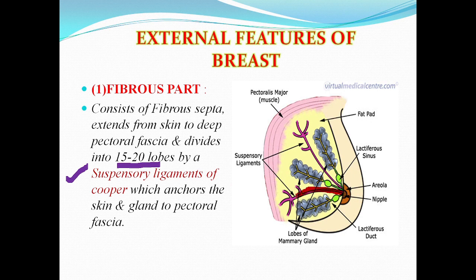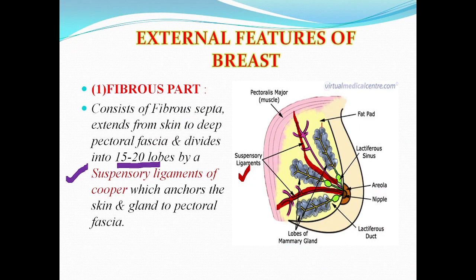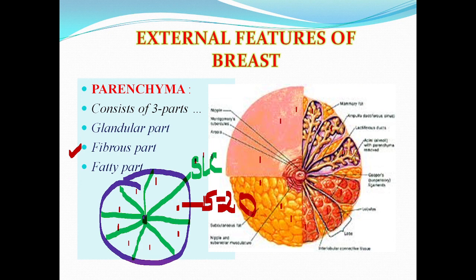From the skin, it is going to extend deep inside. So these are all called as what? Suspensory ligaments of Cooper. The second level is called the glandular part, to be remembered. When you see the glandular part, the glandular tissue consists of a milk secreting unit. So now this is one milk secreting unit. In every gland, at every level, you are going to identify the milk secreting unit, to be remembered.